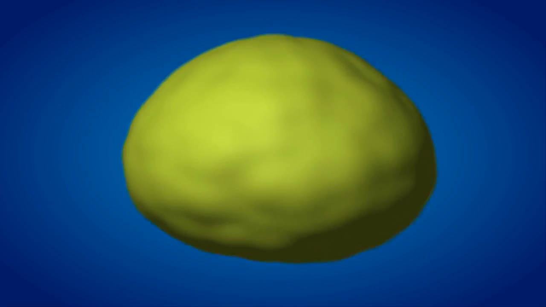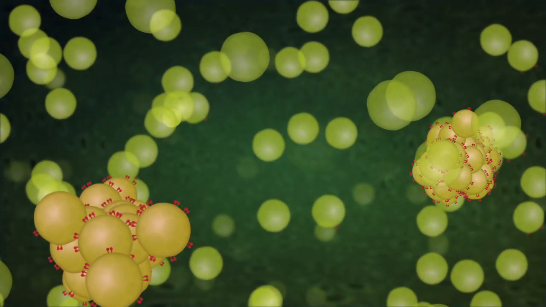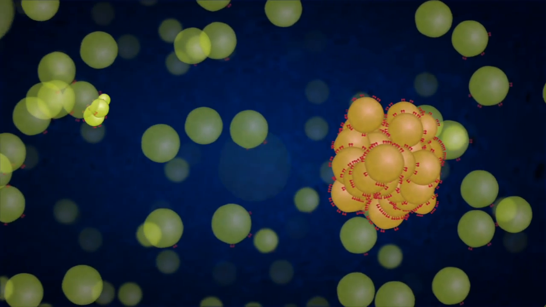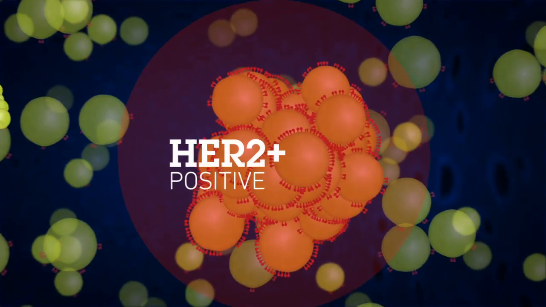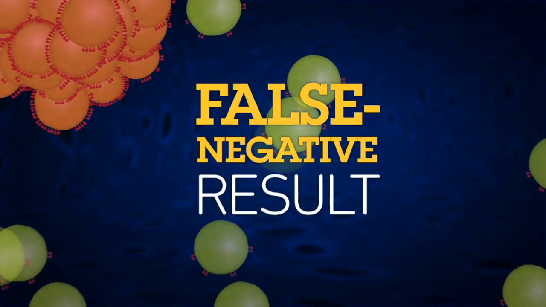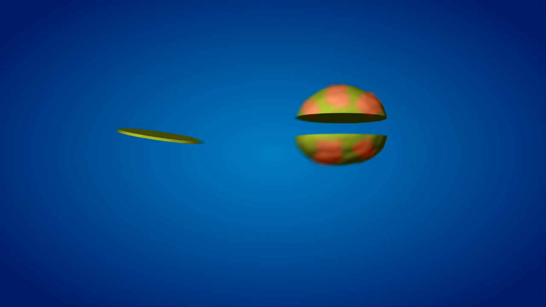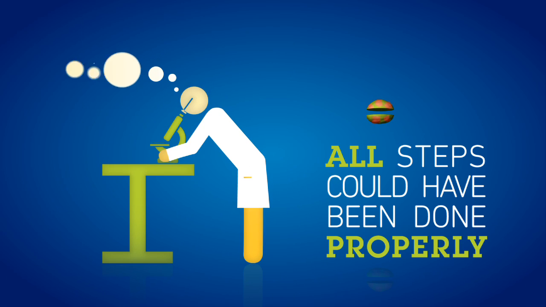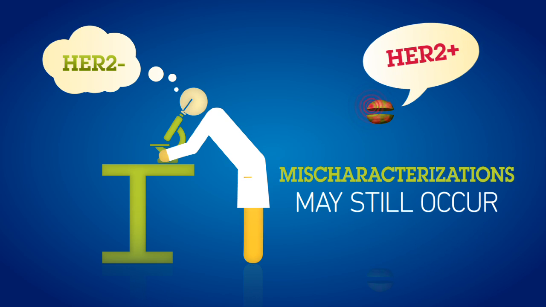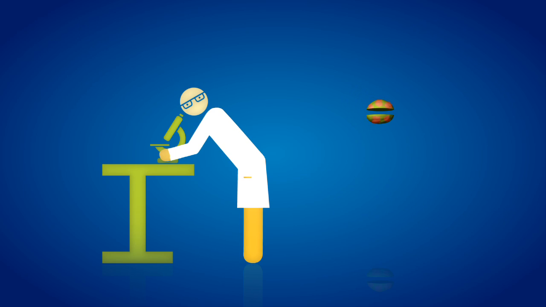Tumor heterogeneity is an important issue in testing for HER2. Tumor heterogeneity is when the cells within the tumor may not all be the same, which can lead to one part of the tumor to test as HER2 positive, while another part will be HER2 negative. This can lead to a false negative result. Due to tumor heterogeneity, all of the pre-analytical steps could have been done properly, but mischaracterizations may still occur. There are ways to avoid this pitfall that will be discussed later.